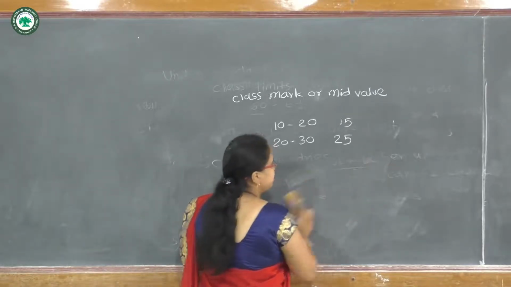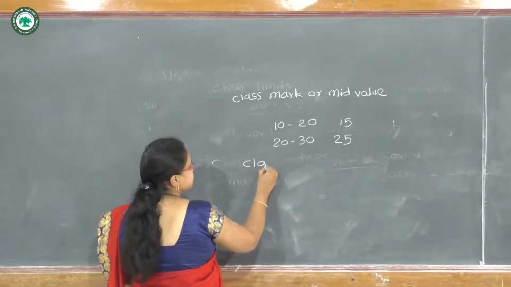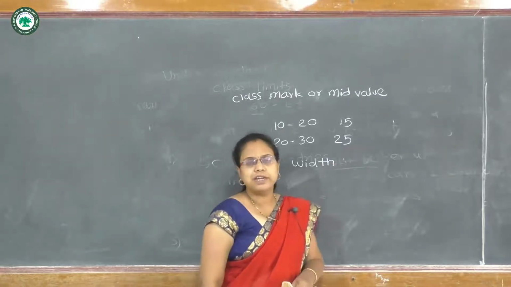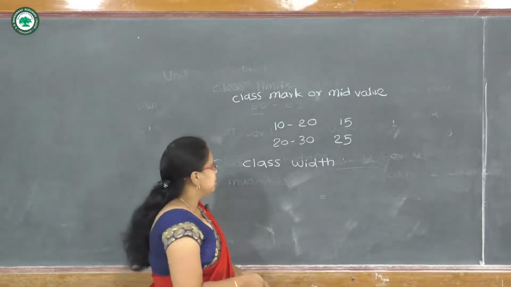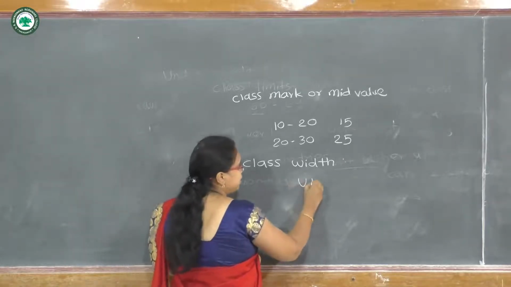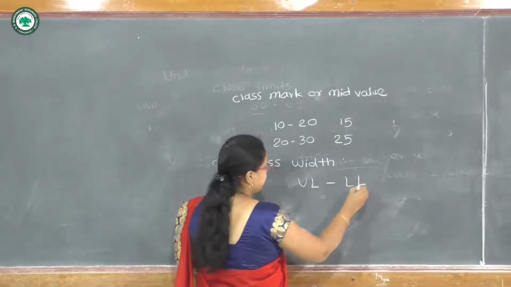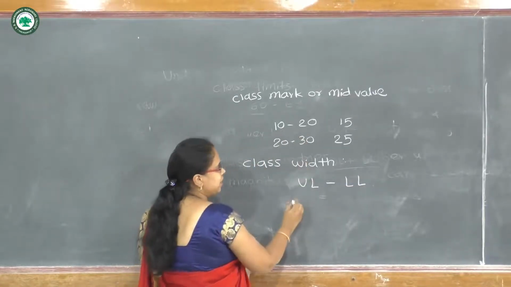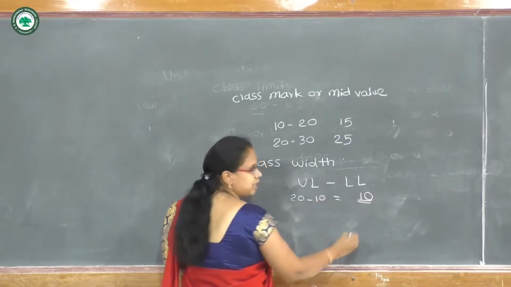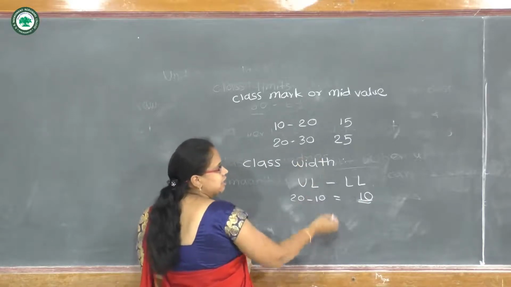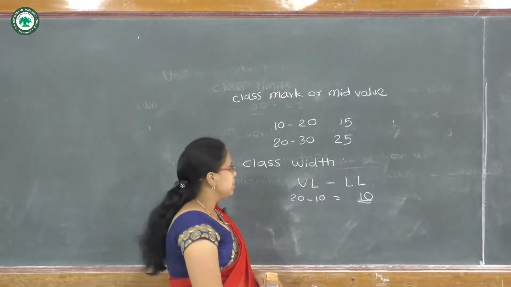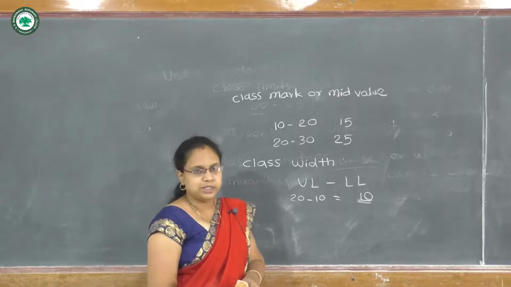Then the next point is class width. Class width can be calculated by upper limit minus lower limit, means subtraction of lower limit from upper limit. So for this class the class width is 20 minus 10, so it will be 10. So this is the class width of first class, and similarly the class width for second class, we can see that it is also 10. So these are the class mark and class width.